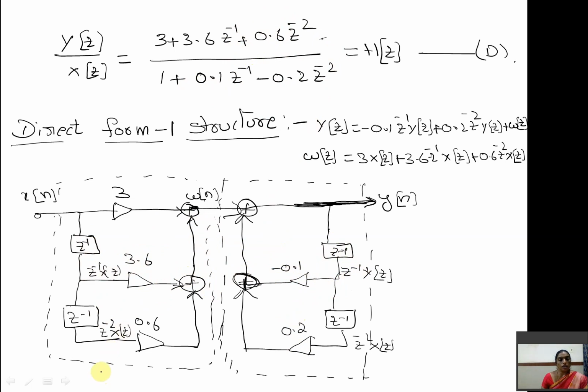This part is related to the numerator polynomial, that's why it is also said to be an all-zero system. And this is completely relevant to the denominator polynomial, that's why it is said to be an all-pole system. So this is the direct form 1 structure. Now coming to the direct form 2 structure.